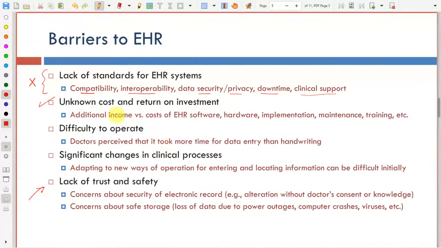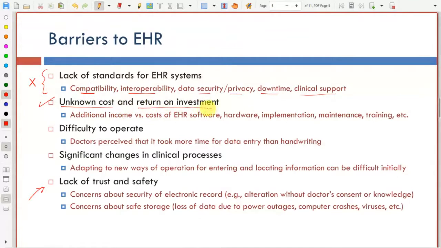So first of all, you have an unknown cost. Whenever you start a project like this, it's very difficult to assess exactly how much money you would need to implement an EHR. All medical informatics solutions are extremely difficult to estimate in terms of cost. Sometimes you start with certain information from the hospital and you find the reality to be very different. So the cost is not very well known at the beginning.